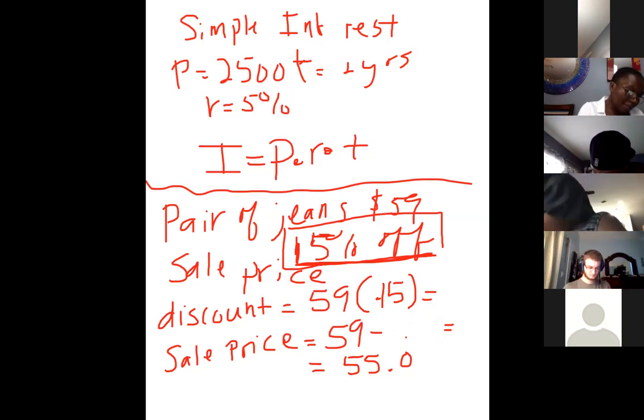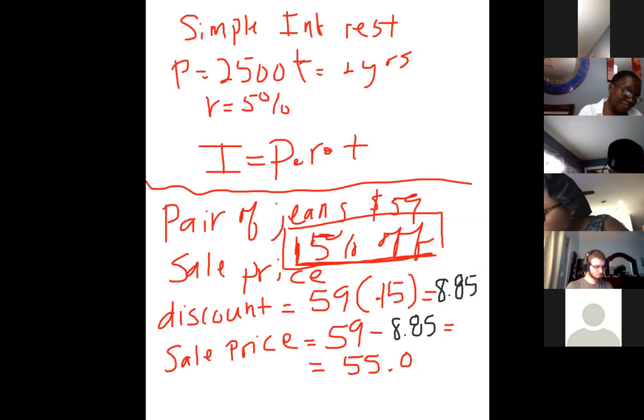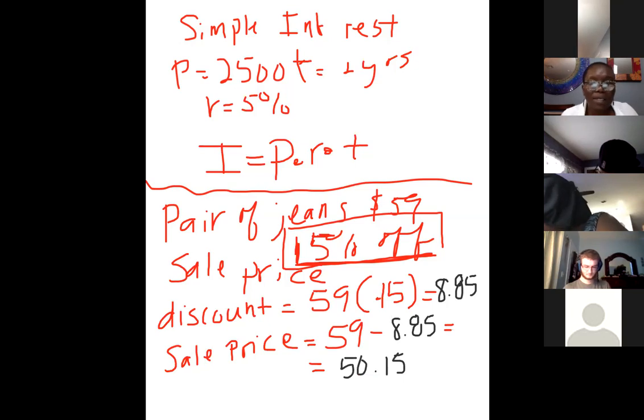Okay. All right, everybody. So let me go ahead and rectify this one right here. Okay, so you said $8 and how many cents? 85 cents. So we're going to subtract the 8.85 from the 59. So this is going to turn out to be how much money? $50 and $1.15. Mm-hmm. 50.15. Yep. Okay.